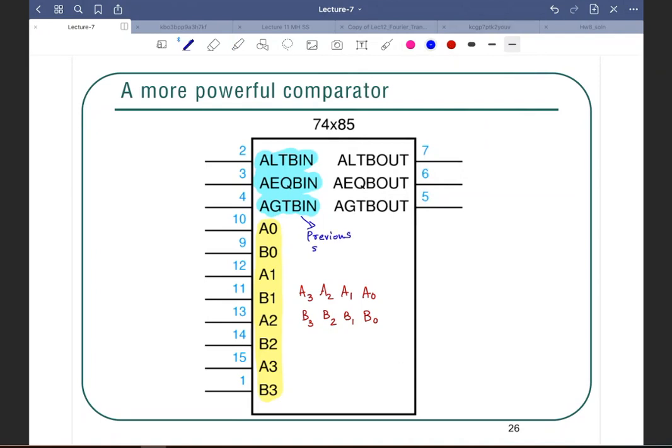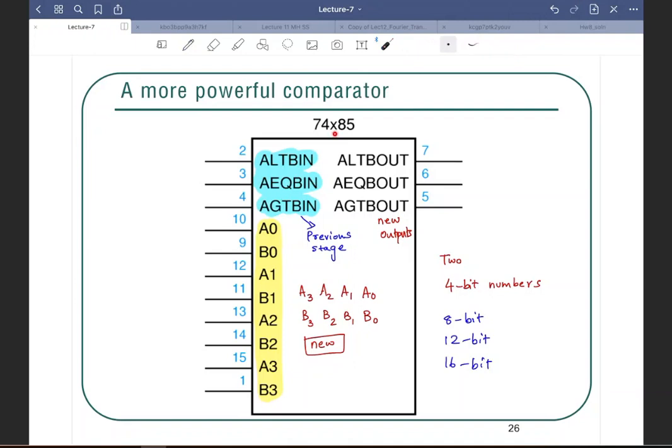So if you wanted to make this comparison modular, then we can use these three outputs from the previous stage, and then based on the new inputs, you can generate these new outputs. Because this 74x85 allows you to compare two 4-bit numbers. So if you want to compare two 4-bit numbers, then you only need to use one 74x85 chip. However, if you want to compare two 8-bit numbers or 12-bit numbers or 16-bit numbers, then you might have to use many such chips.